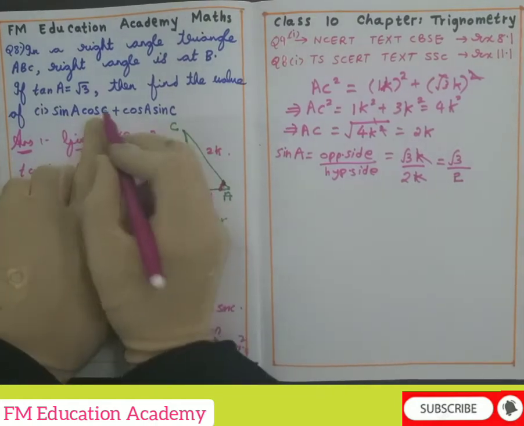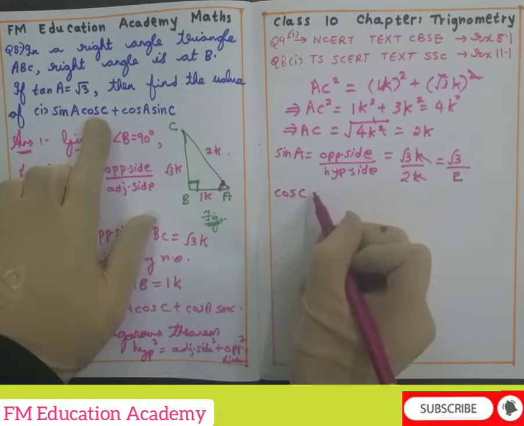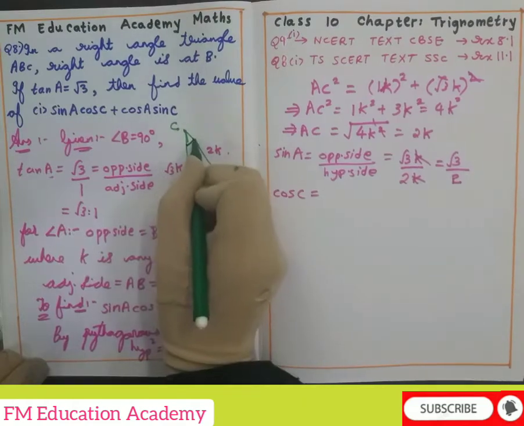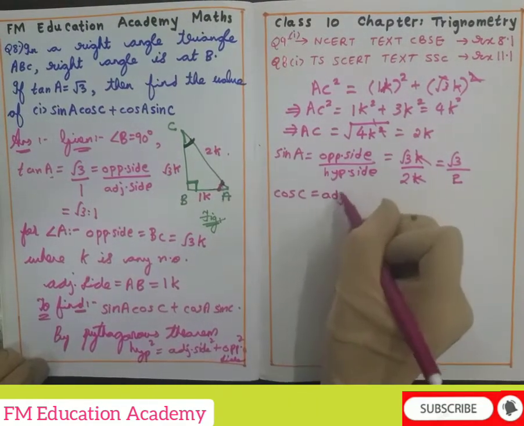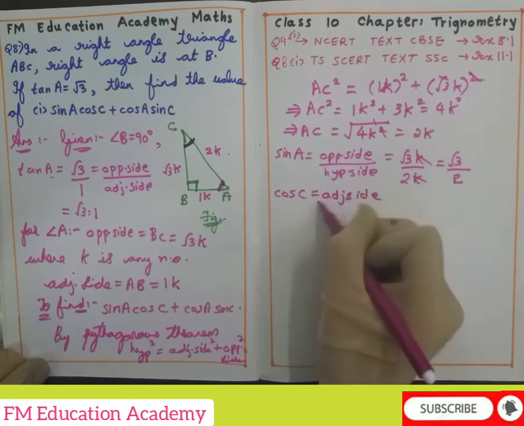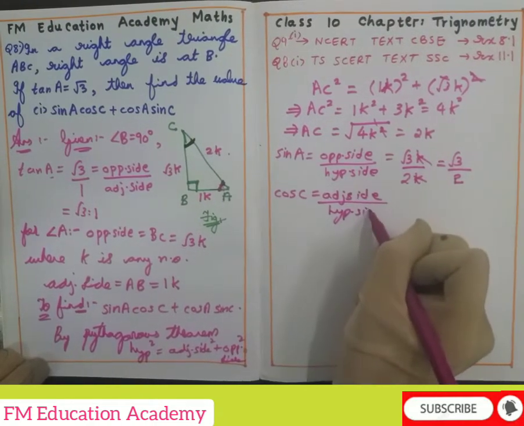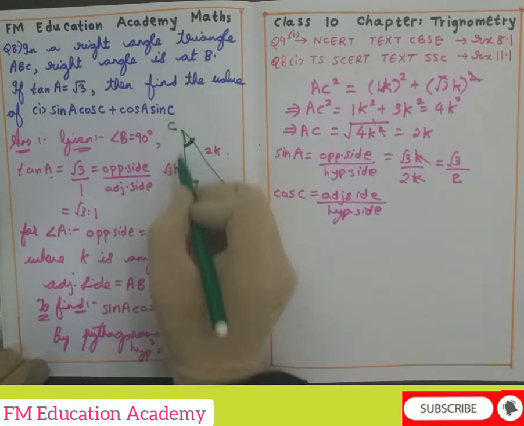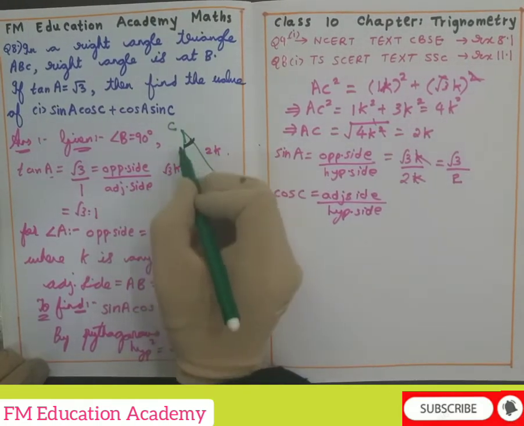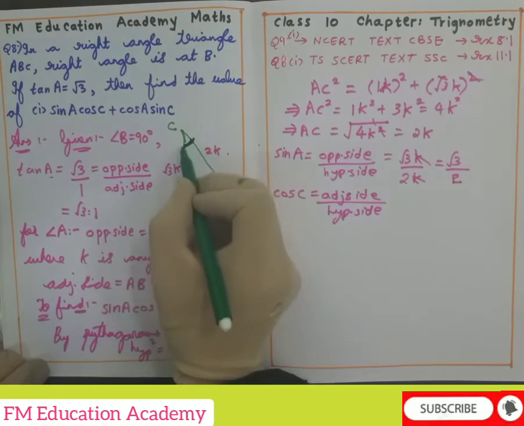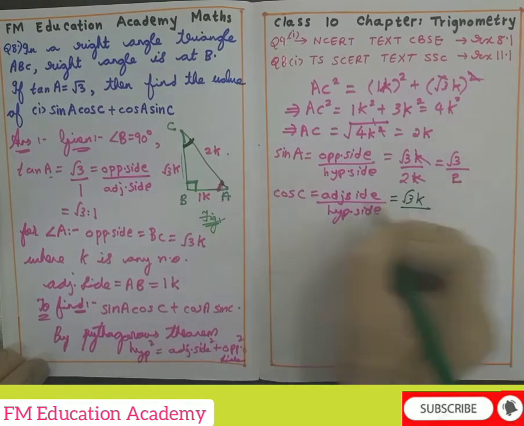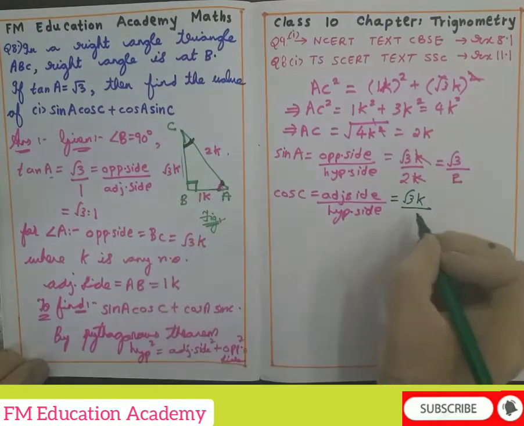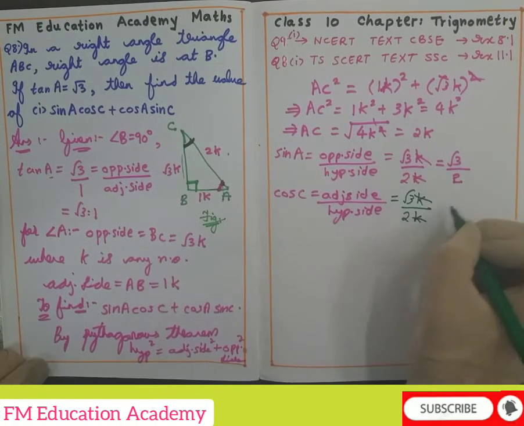Now next I need cos C. Cos C means I have to consider this angle. The cos C formula is adjacent side by hypotenuse side. So for C my adjacent side is root 3k because adjacent means it is attached to the angle C. So for C the adjacent side is root 3k, I will substitute root 3k divided by the hypotenuse side, the longest side, which is 2k. Here also k and k will get cancelled. Cos C value I got as root 3 by 2.